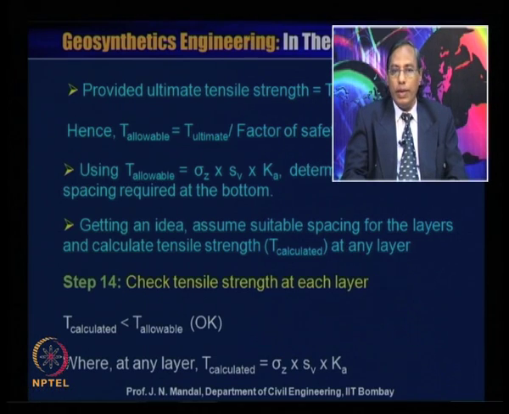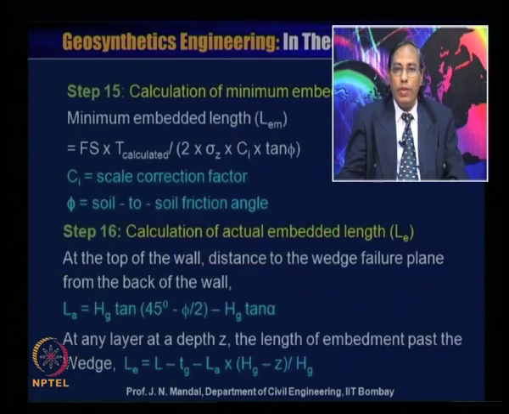Step 14, check the tensile strength at each layer. That means if T calculated is less than T allowable, then it is okay. At any layer, T calculated will be sigma z into Sb into Ka. This will be more clear when I solve one example on this type of wall.